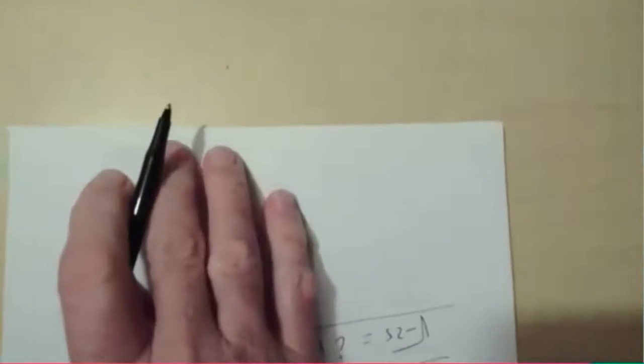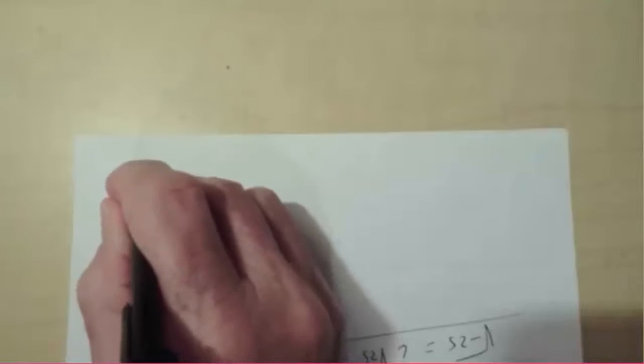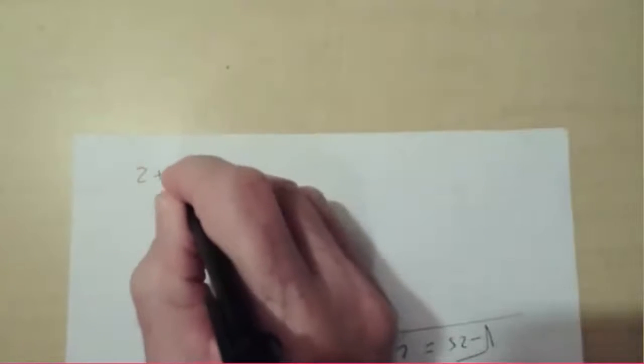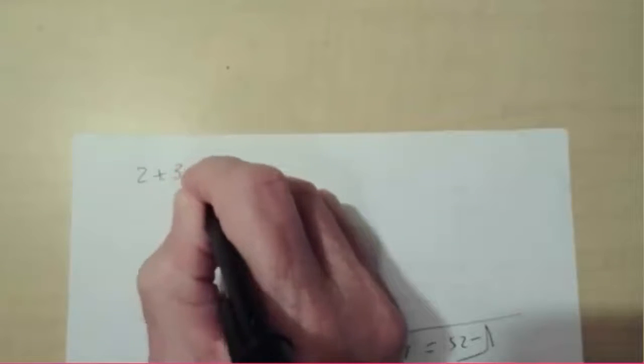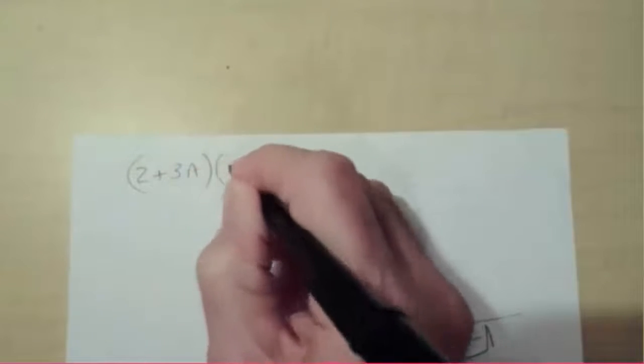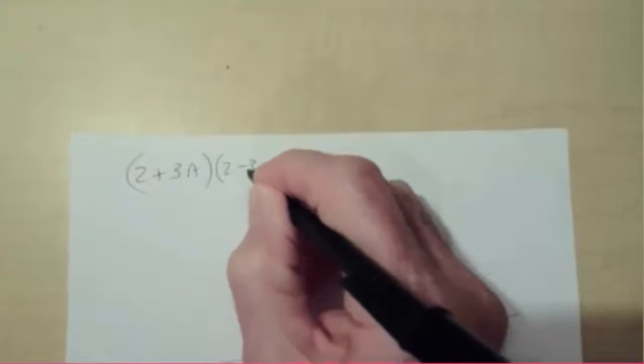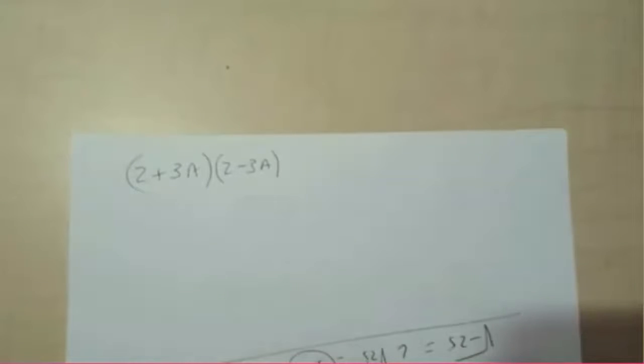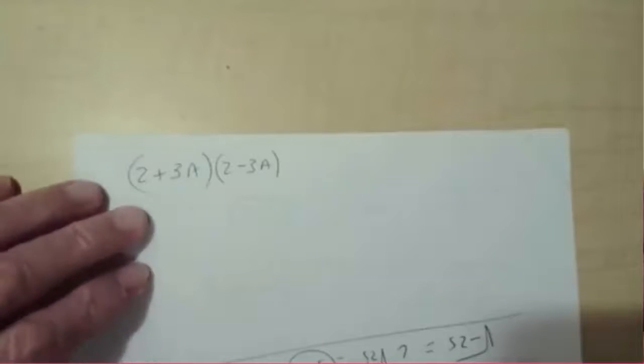So if we have 2 plus 3a times 2 minus 3a, these are conjugates, which means the linear term, the middle term, will be eliminated.